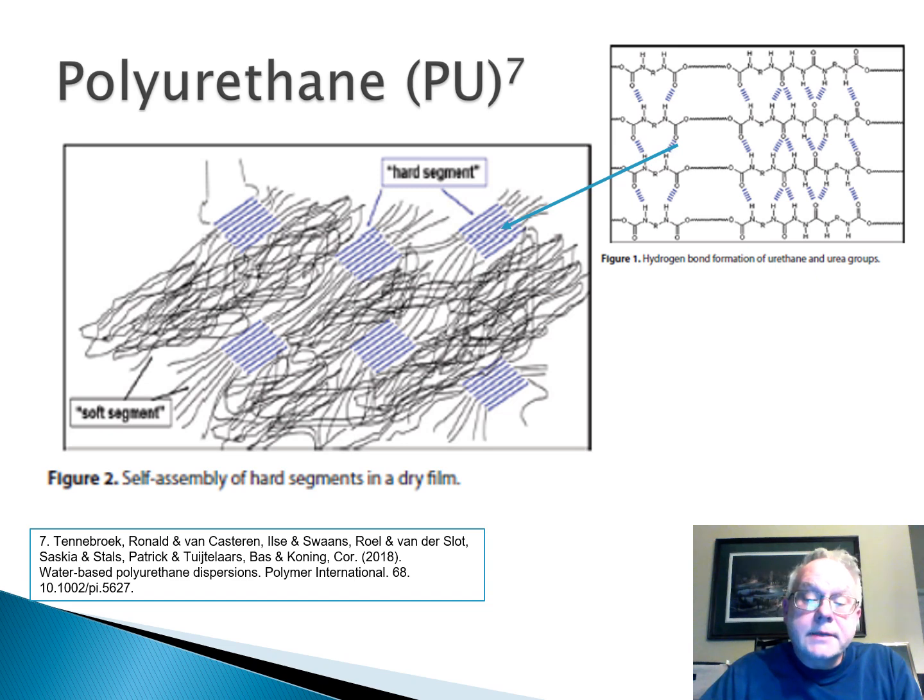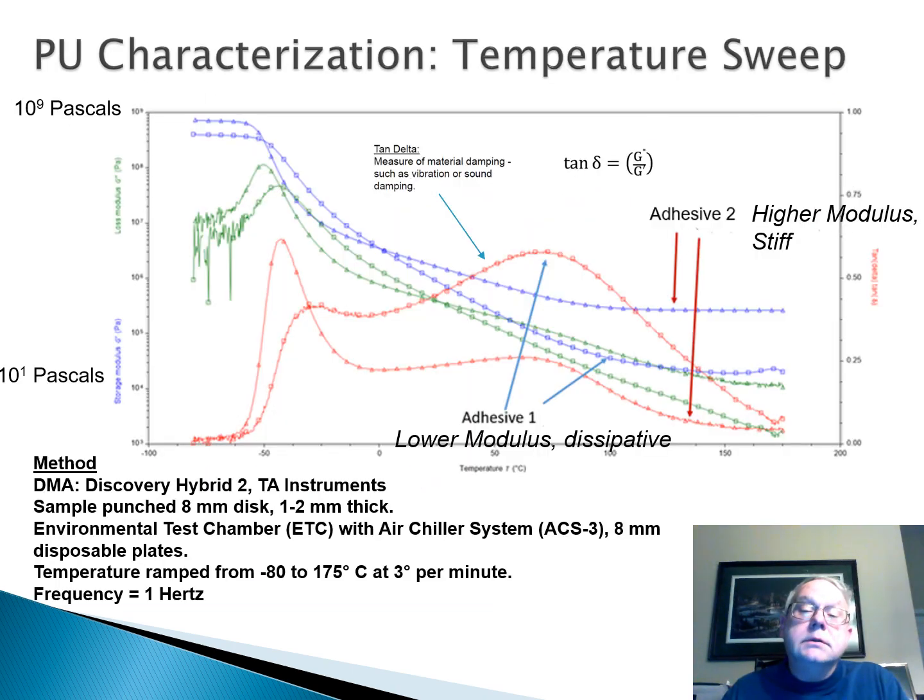Next, we'll discuss the dynamic mechanical analysis of two polyurethane adhesives using temperature sweep. Here's a depiction of polyurethane. They're block copolymers with a highly hydrogen bonded section, and those are dispersed through a more rubbery, softer block. So you'd expect the polyurethanes of this nature to have an extended rubbery plateau, and in fact they do. You have a long rubbery plateau in the two adhesives.